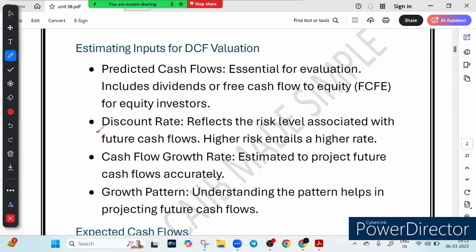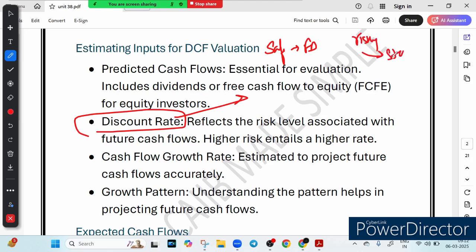Now let's move over to the next point, which is the discount rate. When I say discount rate, it means adjusting for risk. Not all investments are created equal. Some are safe. Let me give you an example of a safe investment, like an FD, fixed deposit. This is a safe investment, right? But some are risky. An example of a risky one is investing in a startup, which is quite risky. The discount rate helps adjust for this risk.